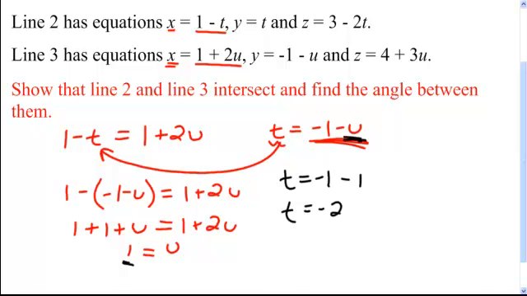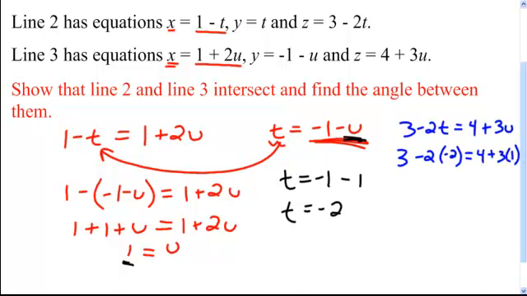So I have my u value, I have my t value. Now I can plug that back into my third equation and make sure that works as well. So my z's: 3 minus 2t equals 4 plus 3u. Substituting in -2 for t and 1 for u, I get 3 minus 2 times -2. That has to equal 4 plus 3 times 1. So 3 plus 4 equals 4 plus 3. 7 equals 7. It checks. Therefore, they intersect.